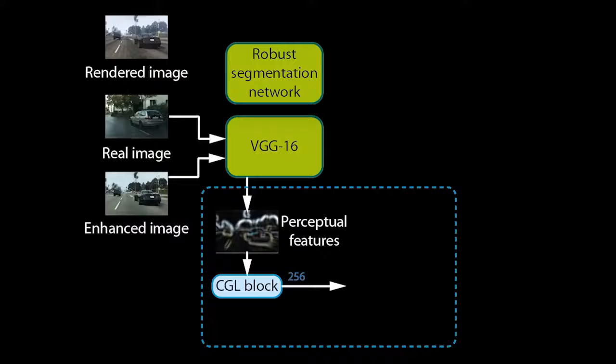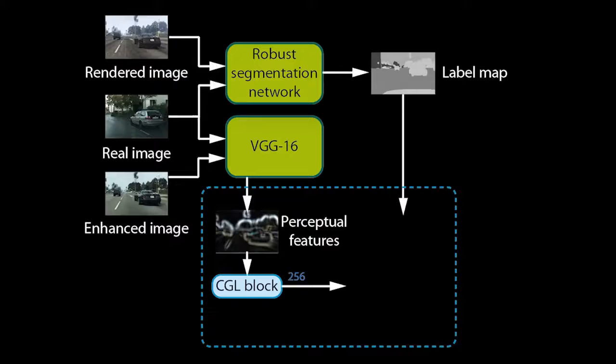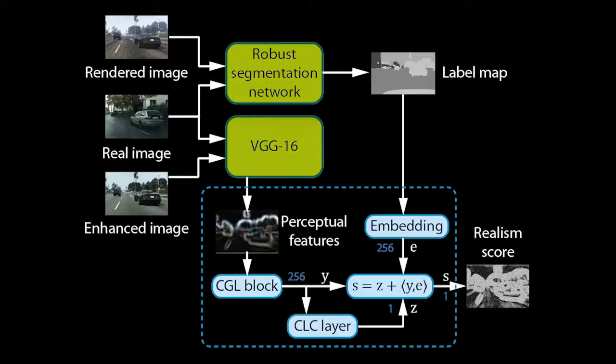We further pass the unmodified rendered image, as well as real images, through the segmentation network to obtain a label map for each. The label map is used to specialize the discriminator on individual object classes. Since we use a pre-trained, robust segmentation network, the object classes are consistent for rendered and real images. For more details, we refer to our paper.